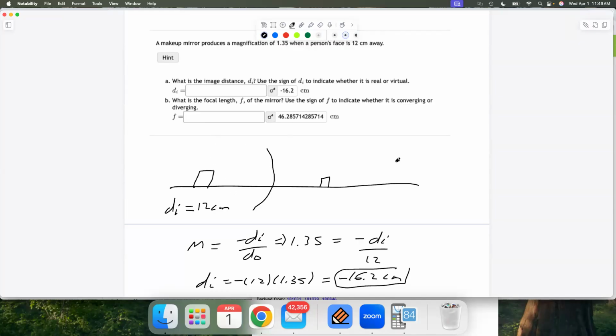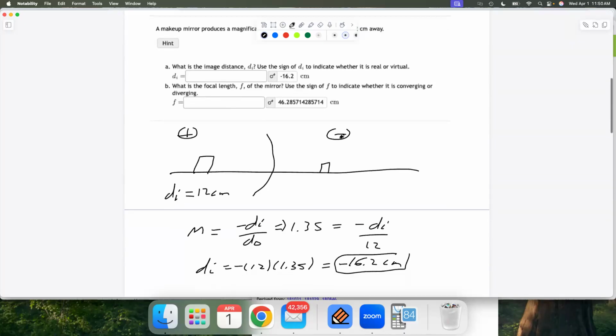Remember, when we're talking about distances for a mirror, the side with the object is the positive side. The other side of the mirror is negative. Any distances over here are positive. Any distances over here are negative. On both sides, anything above the axis is a positive height. Anything below is a negative height. Upright objects and images are positive. Inverted heights are negative.